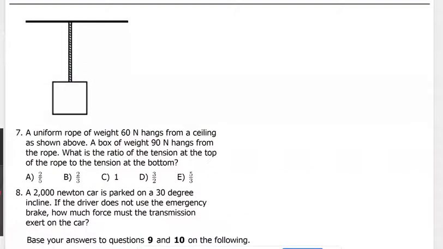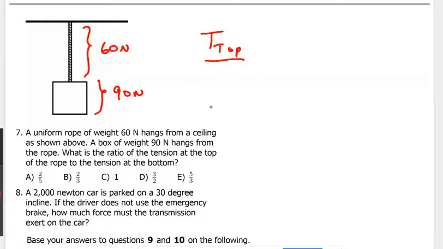Okay, here's another one of those weird problems that I won't put on the test. It says the rope has, I'm going to do this one for you too, because there's a lot of homework. The rope has a 60 newtons, and the box is 90 newtons. So what is the ratio of the tension on the top of the rope, called T-top, to the T-bottom? T-top to T-bottom.